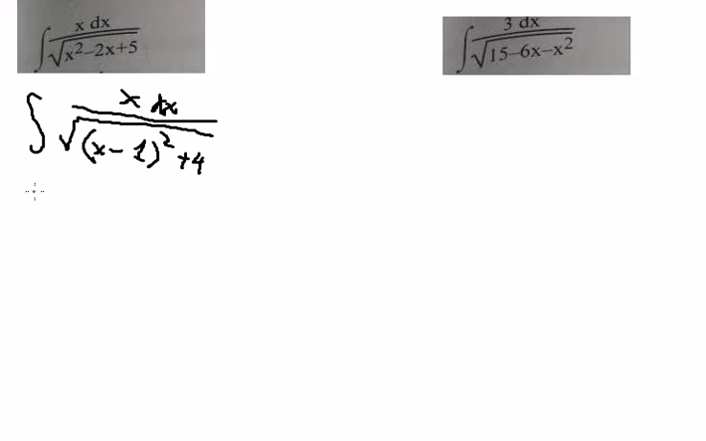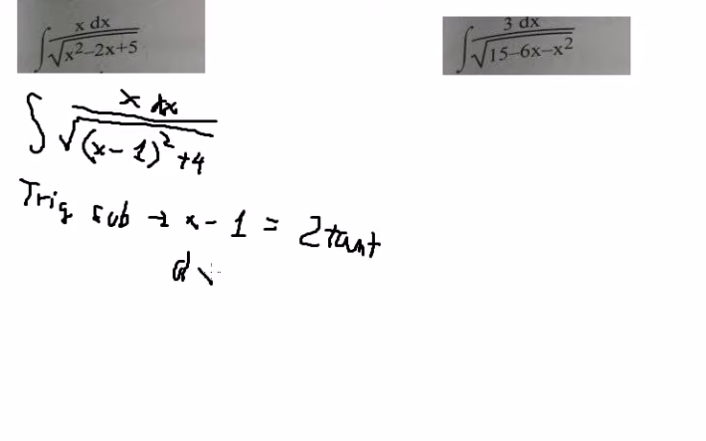So in this situation, we can use about trigonometric substitution. So we put about x minus 1 equal to 2 tan t. So we do first derivative in both sides. You got about 2 secant of t squared dt.